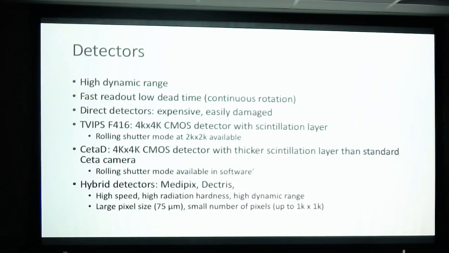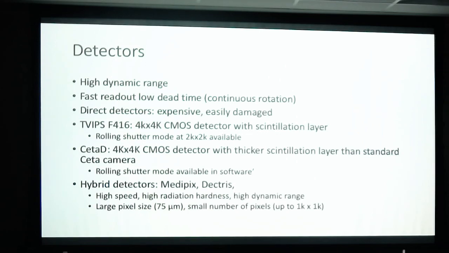They've since developed a CETA D detector, so D is for diffraction. So both of them are 4K by 4K CMOS detectors. The D one has a thicker scintillation layer than the standard CETA camera, so it kind of gives it a higher dynamic range, so it doesn't get saturated as quickly.